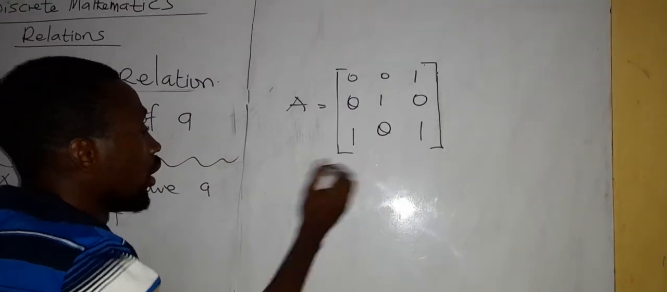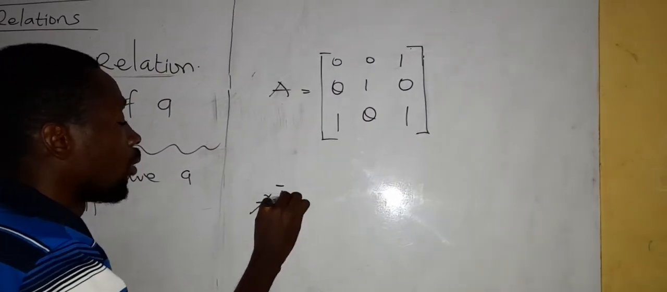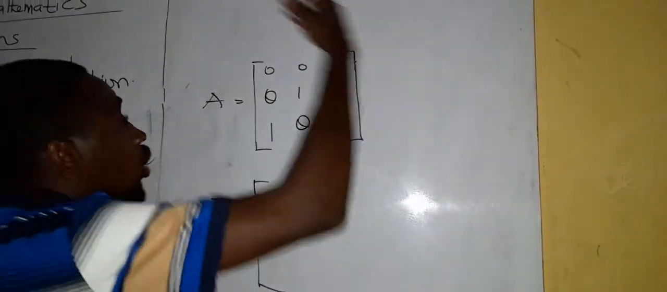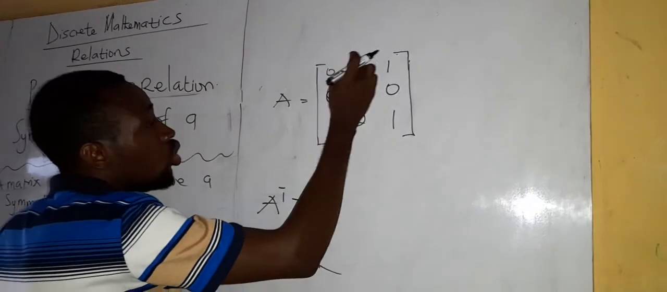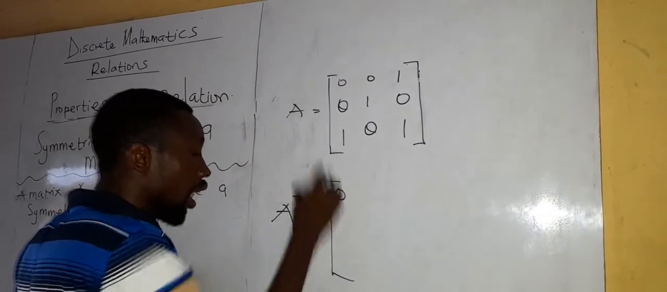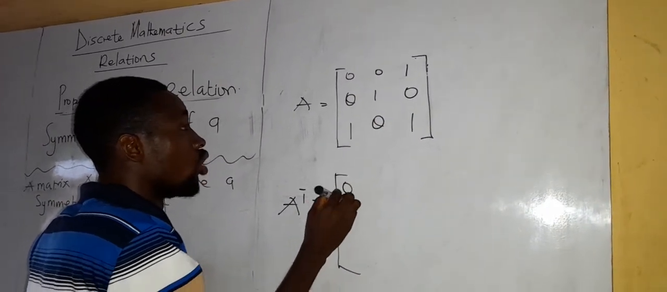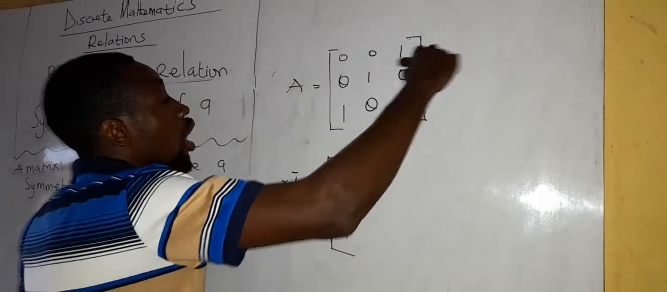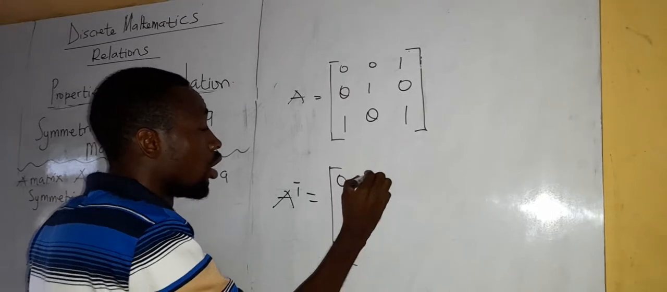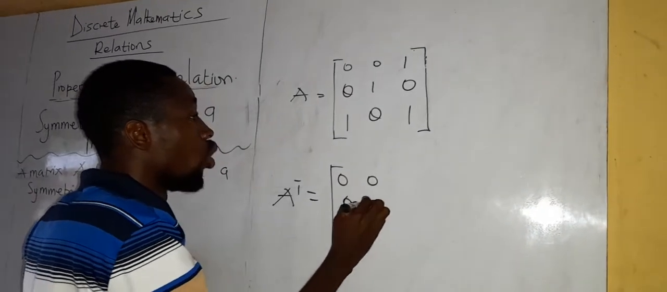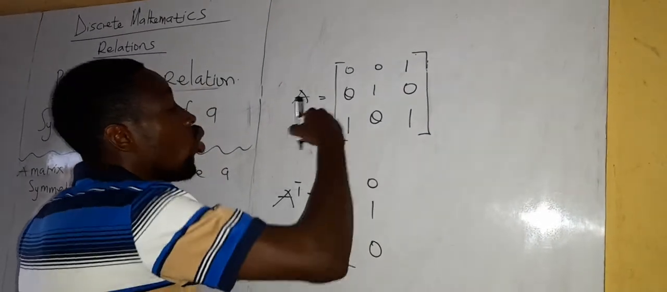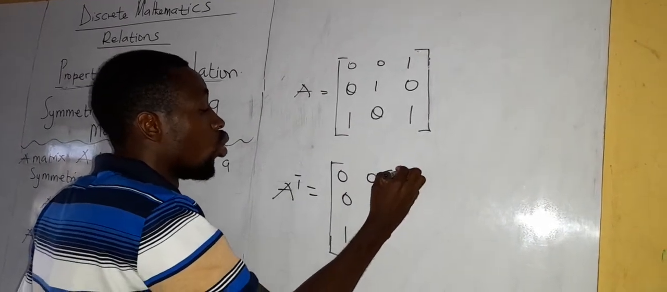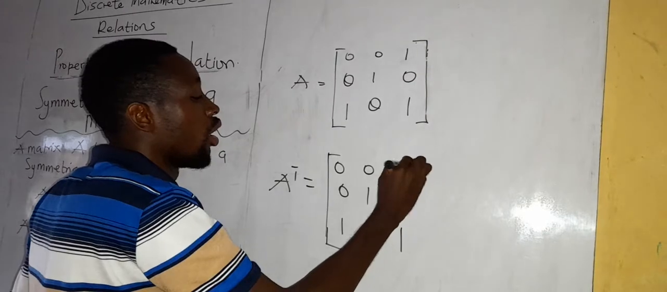Since the matrix A is given to us, we just find A transpose. Remember, the columns will become the rows. So the first column has 0, 0, 1, and it becomes the first row, 0, 0, 1. What we have here is 0, 1, 0. It becomes the second row, 0, 1, 0. Then we have 1, 0, 1. It becomes the third row, 1, 0, 1.